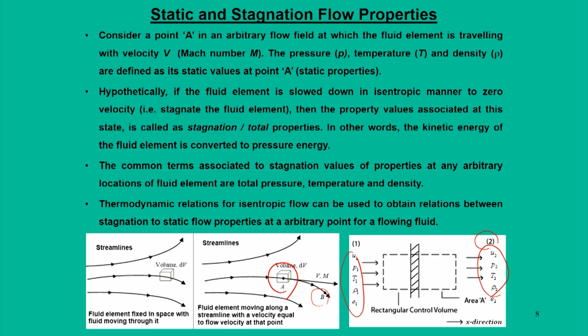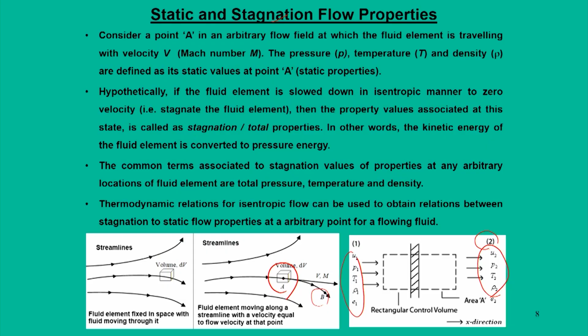Now, the property values are going to change, but it happens in an isentropic manner. What we call stagnation properties is a specific case in which we assume that the fluid element is hypothetically slowed down in an isentropic manner to zero velocity. That means, whatever velocity the fluid has at point A, if you bring it down to a zero value, that means we stagnate the fluid, then the property values at that point will be treated as stagnation or total properties.